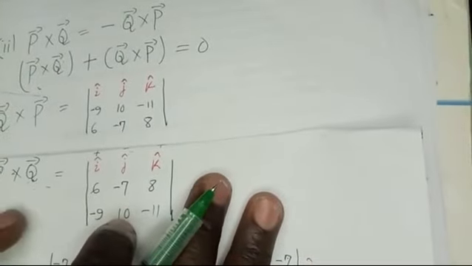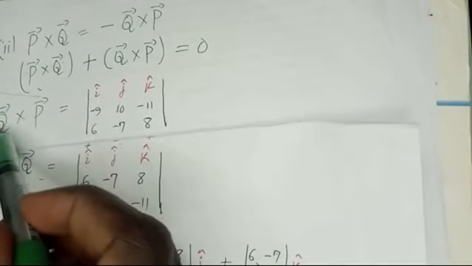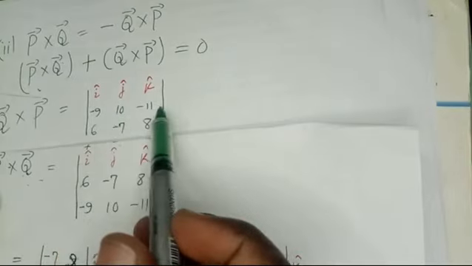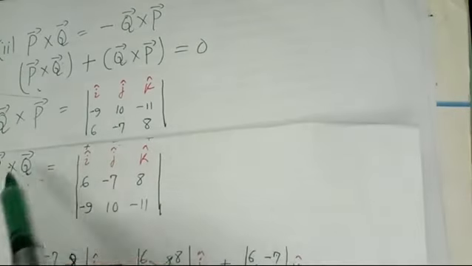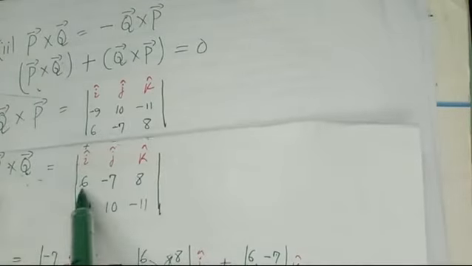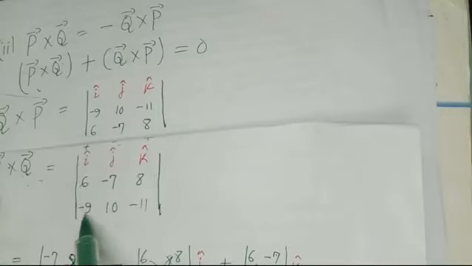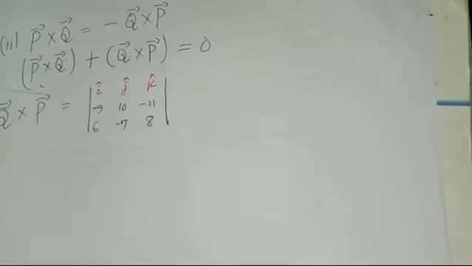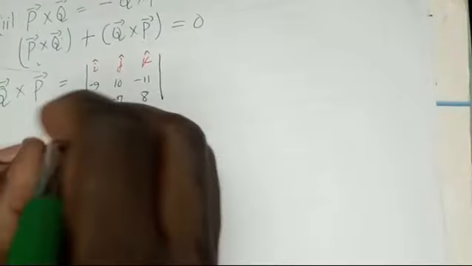Now let me bring the other one. I want you to see the difference between the two of them. Look at them carefully. This one, because it started with Q, we wrote the Q values first, then later P. But this one started with P, so we wrote the P values first, then later the Q values. That's the only difference, but the procedure remains the same.